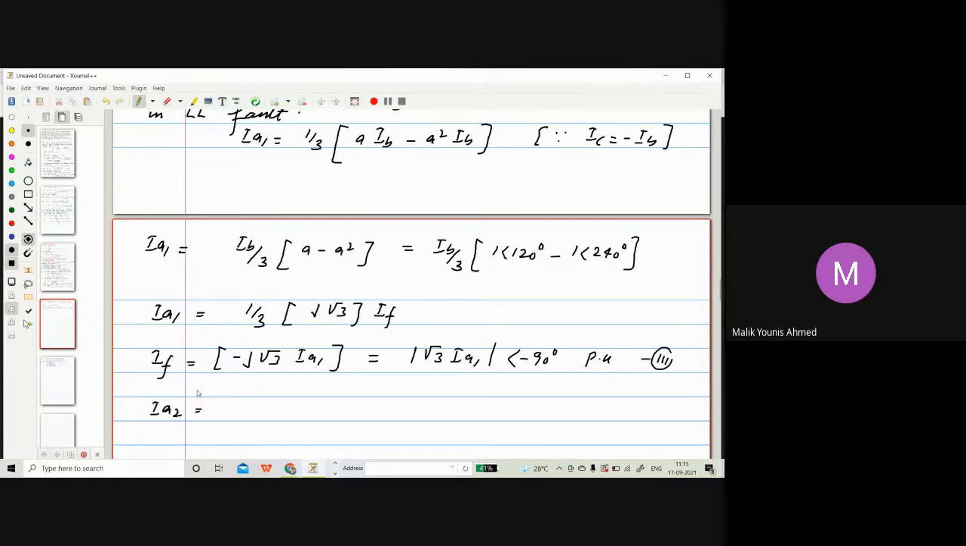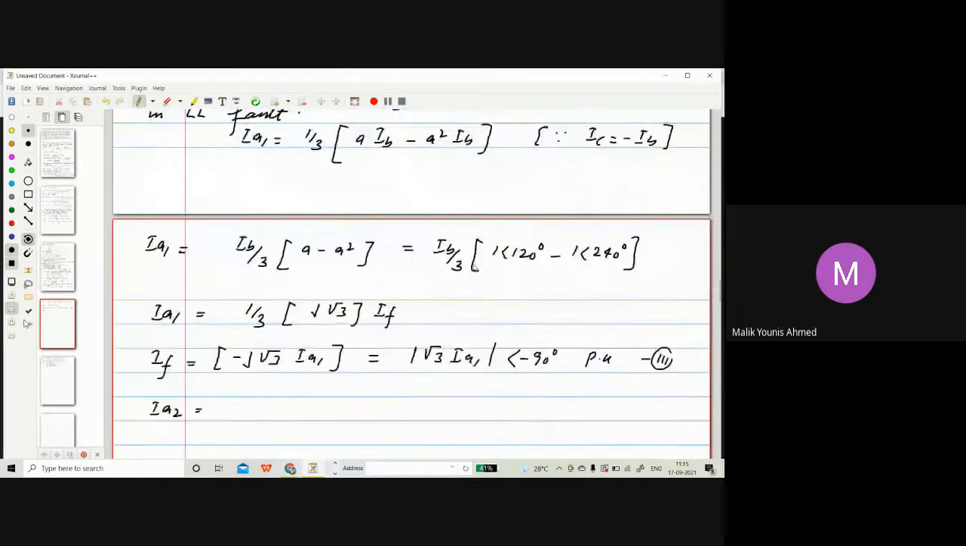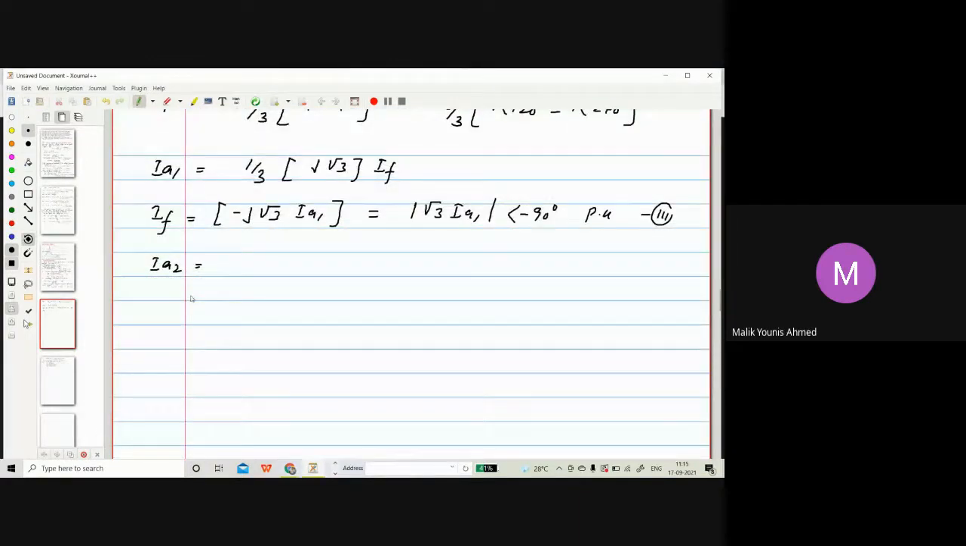IA2, what we have, you can have a look here. IA2 is I0, A square IB minus A IB, we can write, because IC is equal to minus IB. So we'll write 1 by 3 A square minus A IB. You can write this, and then we can conclude here.